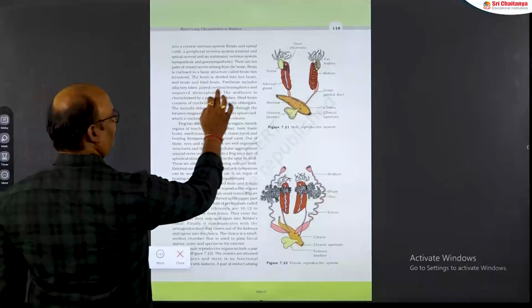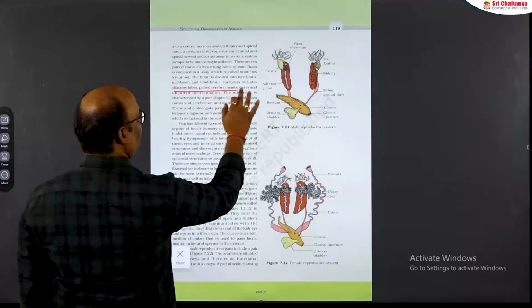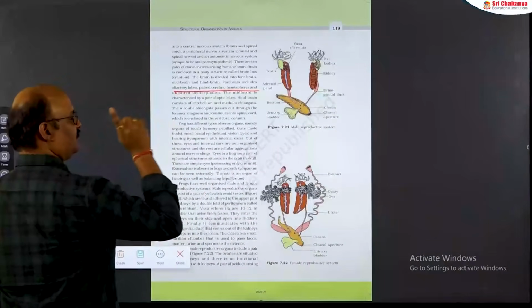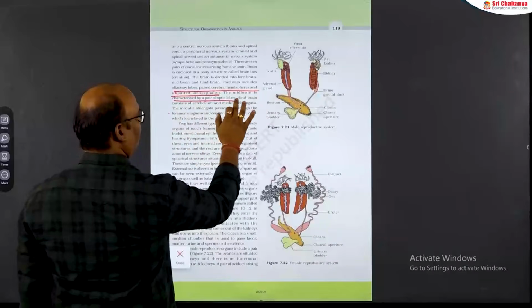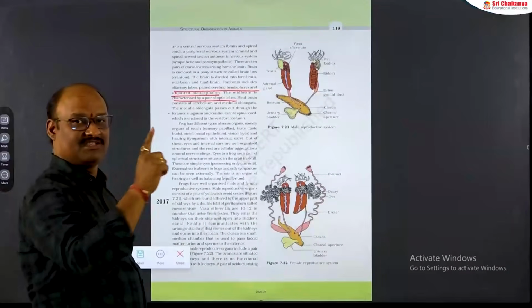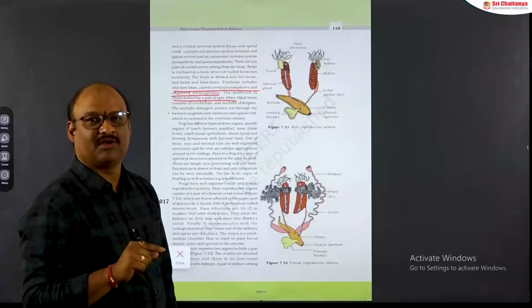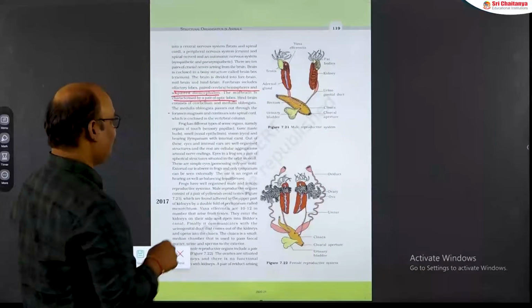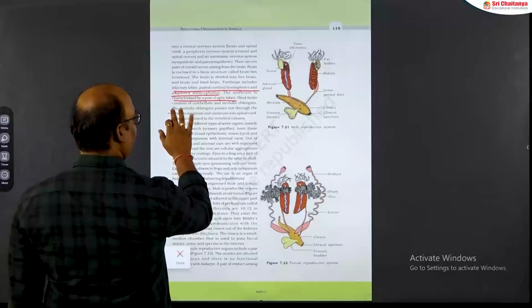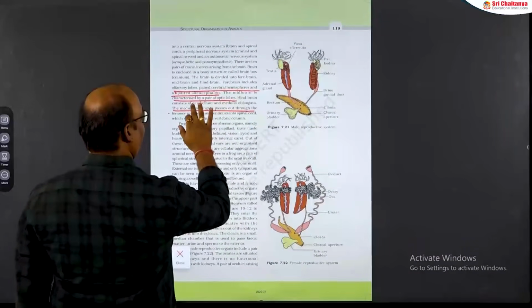The brain has forebrain, midbrain and hindbrain. The forebrain consists of olfactory lobes, cerebral hemispheres: 2 olfactory lobes, paired cerebral hemispheres and unpaired diencephalon. Midbrain will have a pair of optic lobes. In humans we have 4 optic lobes. Here there are 2 optic lobes, corpora bigemina, whereas in humans we have corpora quadrigemina. The hindbrain consists of medulla oblongata and the cerebellum.